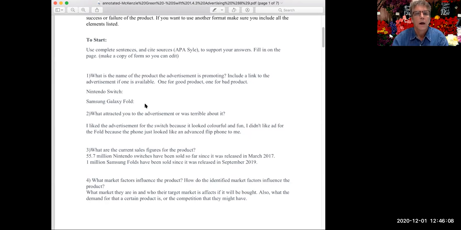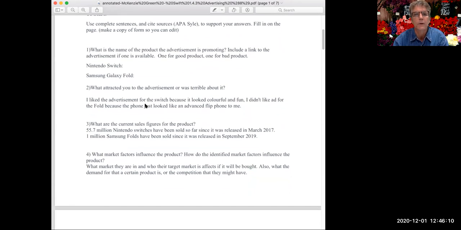Oh well, what attracted you to the advertisement or was terrible? I liked the advertisement for the Switch because it looked colorful and fun. I didn't like the ad for the Fold because the phone just looked like an advanced flip phone to me. Okay, so there was an advertisement I would have liked to link here. What are the current sales figures for the product?